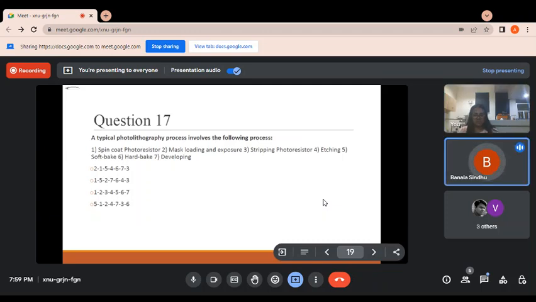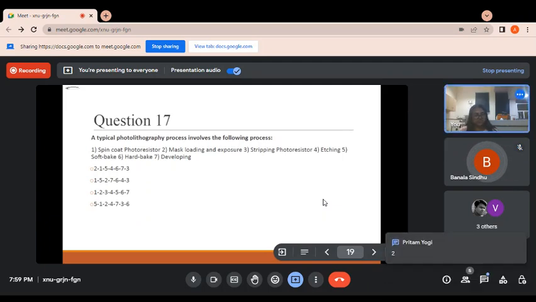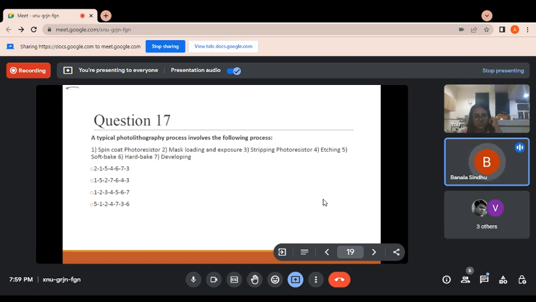Second option, ma'am. Okay, can you explain why second option? First, we have to spin coat the photoresist, ma'am, and then soft bake. Okay. And then we have the mask, bright field mask or dark field mask, and then expose to UV light, and strip photoresist, etching. We make hard bake, and then etching, developing, and so on. Okay, so the right option is option B.